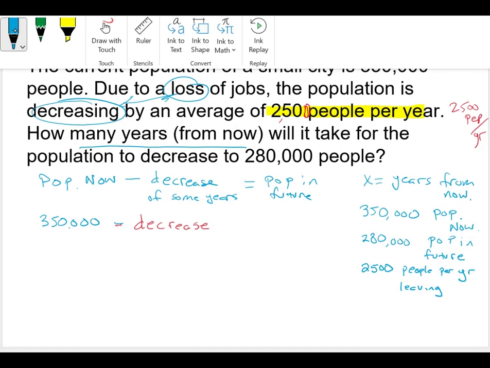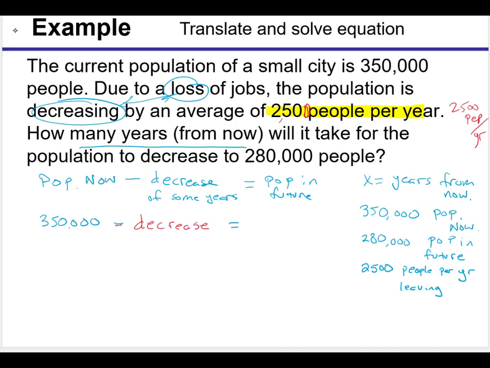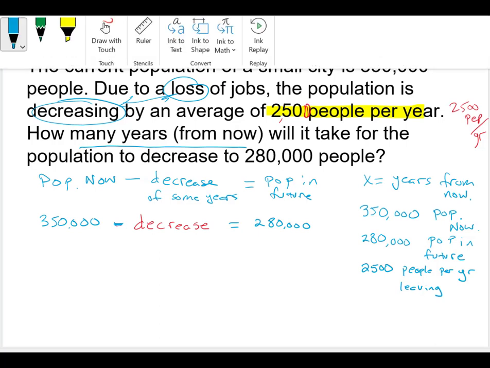But I also know another part of the equation. I know the population in the future. Okay, so we've made some progress here. The only thing that's missing is, what is the decrease? Well, wait, that's another unknown. We don't know how many people were taken off. That is the decrease. Now, this is called a hidden unknown.